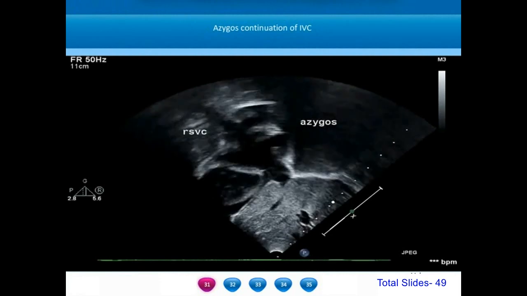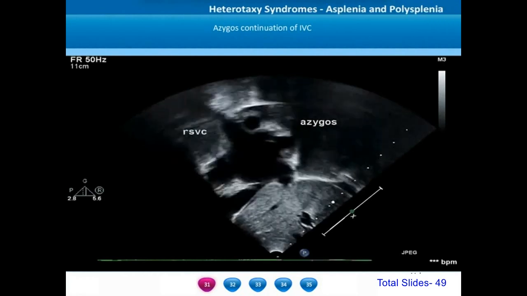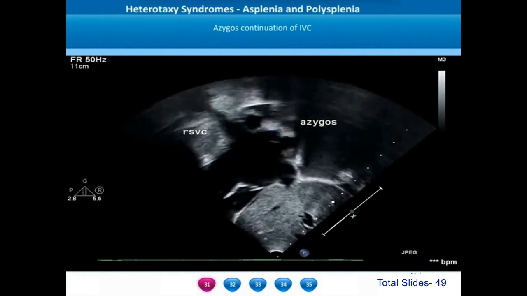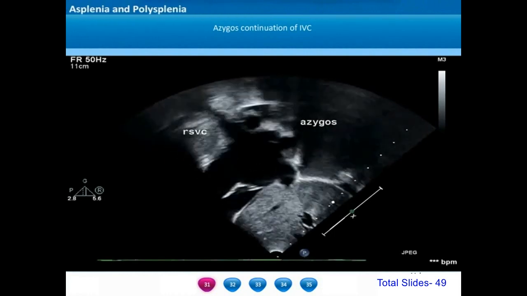Since the hepatic segment of the inferior vena cava is interrupted, IVC continues as azygos vein, courses in the right paravertebral or left paravertebral gutter, and drains into the respective superior vena cava above the level of the hilum of the lungs.